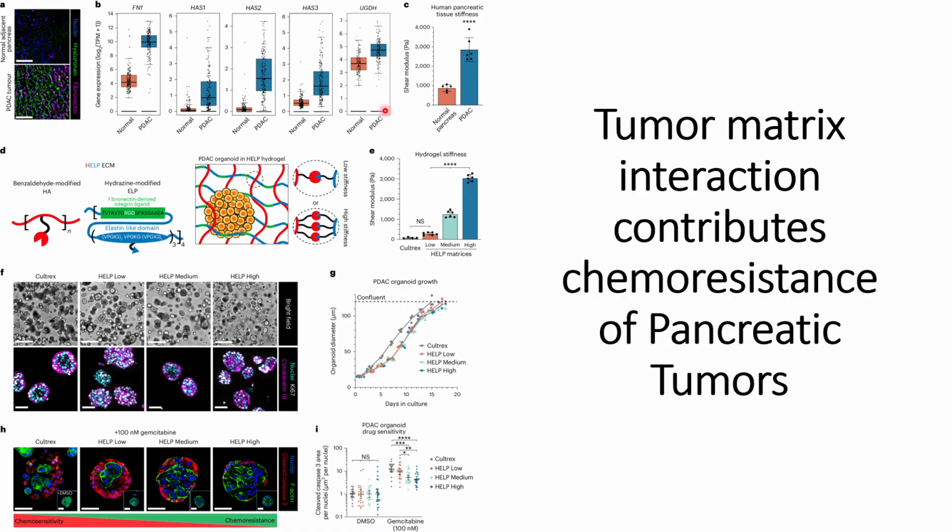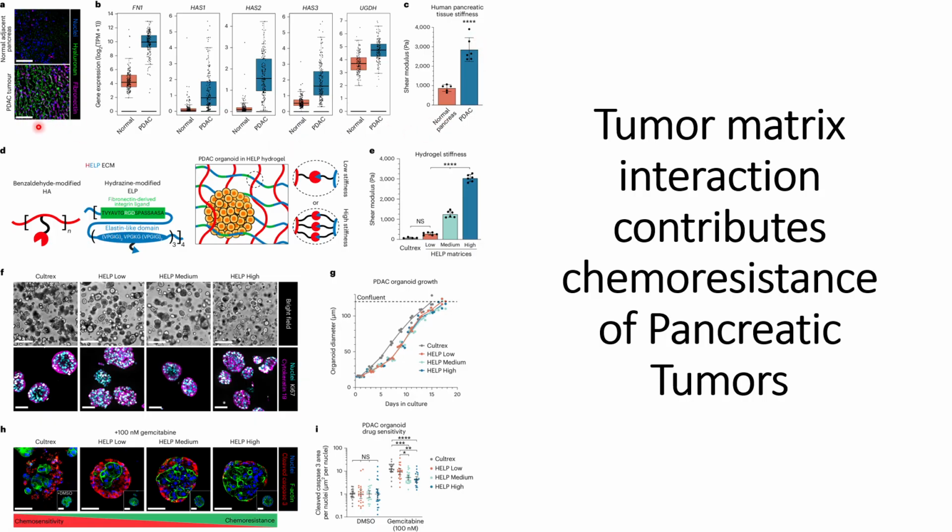And when they compare the shear stiffness of the normal pancreas with the pancreatic tumors, they find that the stiffness is higher in the pancreatic tumors. In the normal pancreas it is around 900 pascals, whereas in pancreatic cancer it is around 2900 pascals.